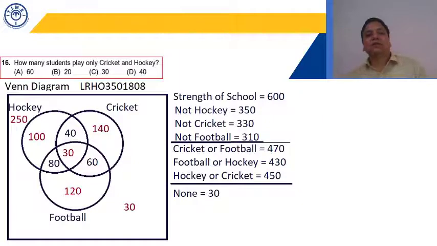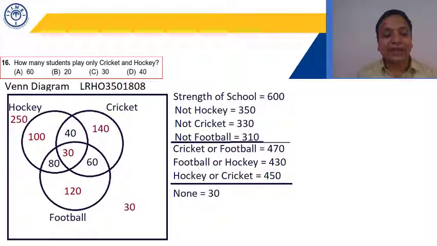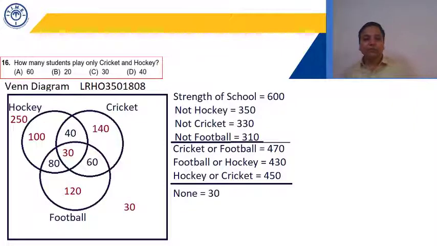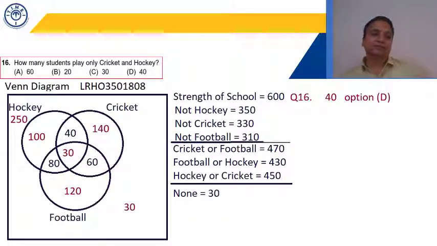Question 16. How many students play only cricket and hockey? Let me ask a different question first: how many play cricket and hockey? It is 40 plus 30, that is 70. But the question is asking how many students play only cricket and hockey. The answer is 40, which is option D. I hope this is clear.